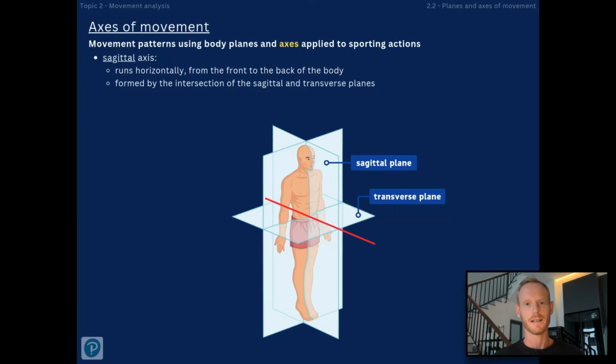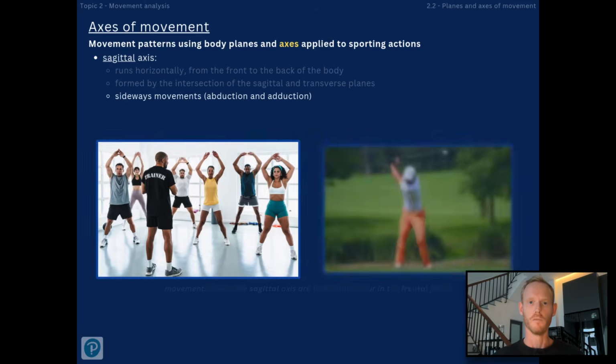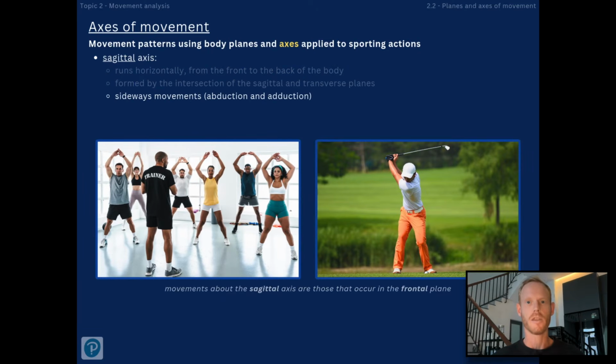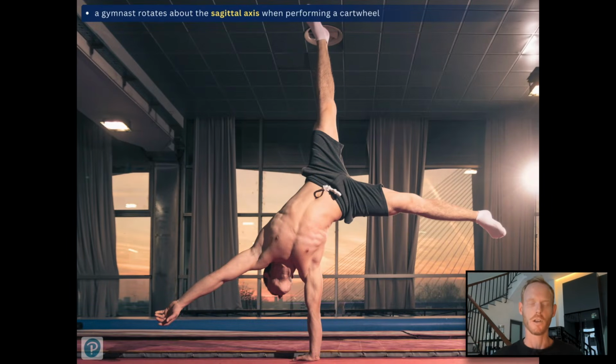The sagittal axis runs horizontally from the front to the back of the body and is formed by the intersection of the sagittal and transverse planes. Movements around the sagittal axis are those that occur in the frontal plane, so abduction and adduction, as well as the sideways rotation of the entire body when performing a cartwheel.